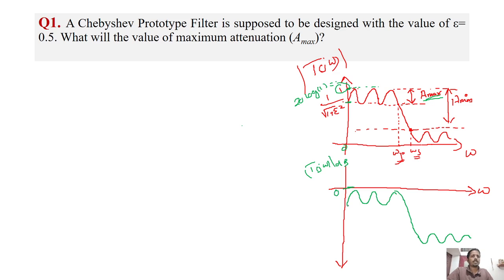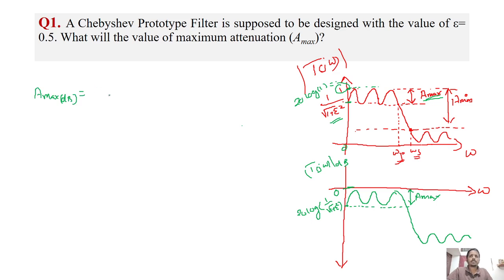And what is the attenuation here at omega p? It is 1 by root of 1 plus epsilon square. So this is 20 log of 1 by root of 1 plus epsilon square. In the Chebyshev filter, this is mentioned as the maximum attenuation, A max. So I will write A max in dB.